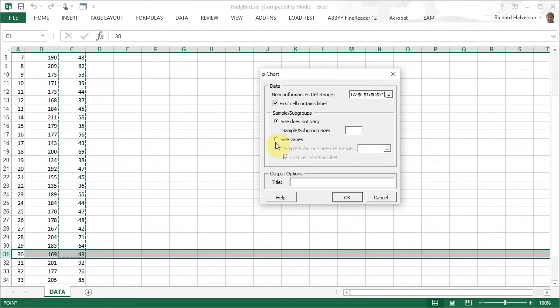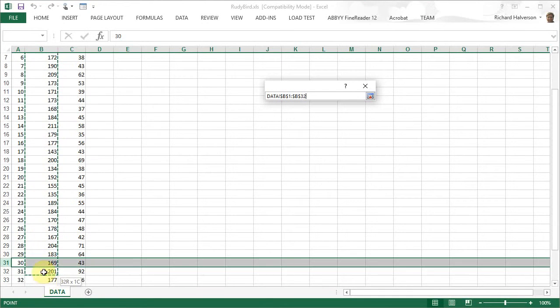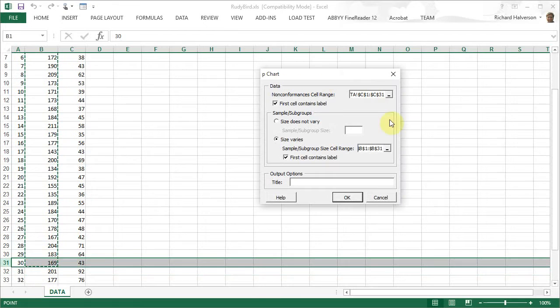The sizes do vary. You'll notice that there are different numbers here in the second column. So I'm going to click here, and these are the total cases. So this is the total samples up to 30. And I'm going to say first cell contains label.